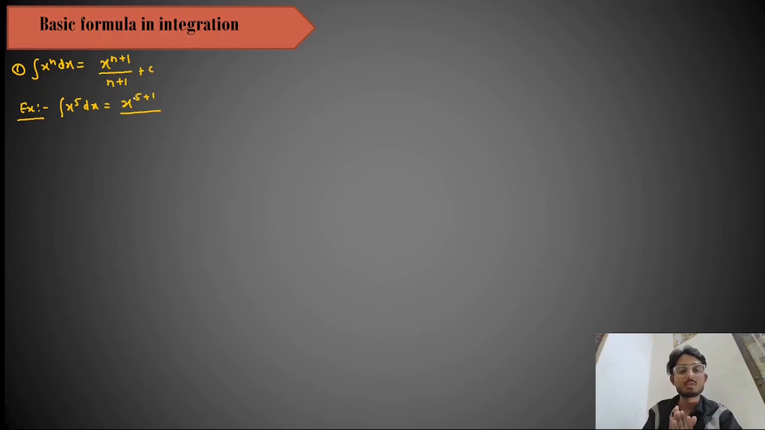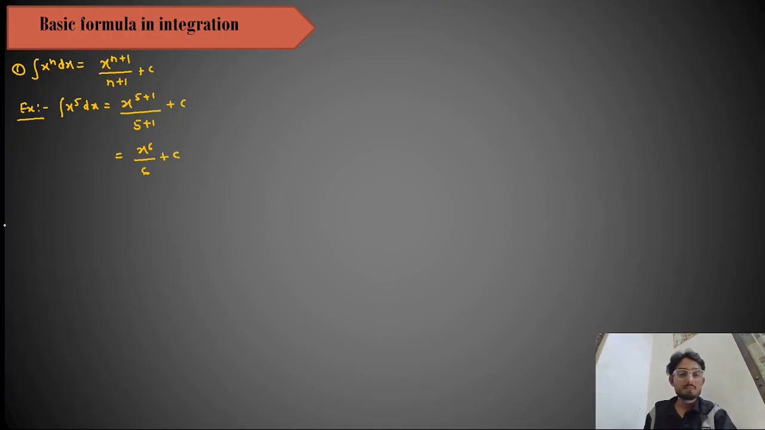This is a revision session, so I will try to do each step fast and will not explain every step. You should already know all these basic terms, because this is a revision session and your examinations are on your head. I will do it from basic to advanced level at a very good speed, not too slow and not too fast. So the answer is x to the power 6 upon 6 plus c.